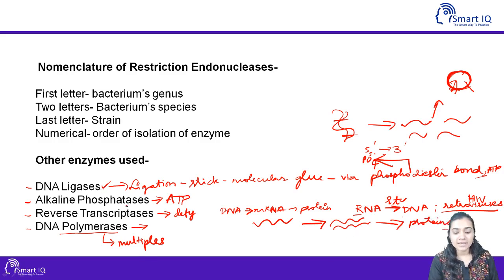DNA ligases, alkaline phosphatases, all of these enzymes, as I've told you, have biological sources. DNA ligases are produced from some bacteria themselves. Alkaline phosphatases are usually produced from T4 phages.